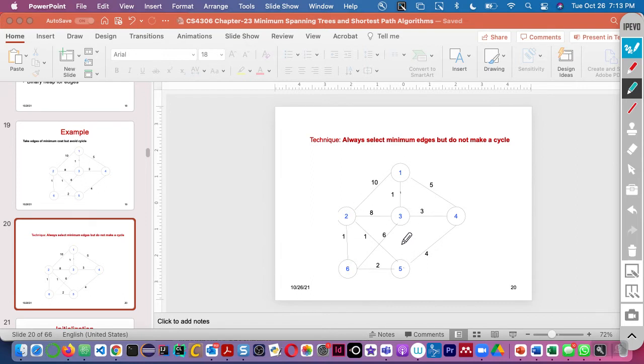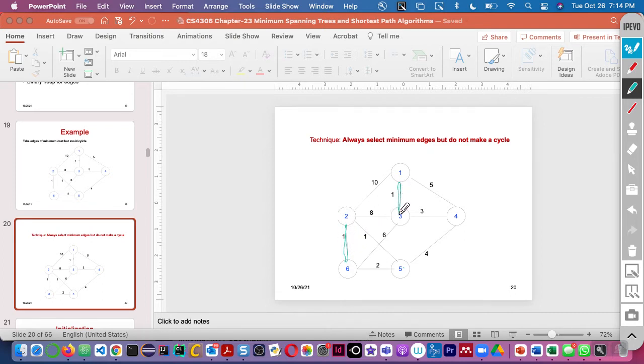Either one. Okay, so for instance, first I took this one, and maybe second I took this one. Or first I take this one, second I take this one. I don't need to maintain a tree over there. Prim's algorithm always maintains a tree, but here it does not maintain a tree. It says always select minimum edges. So I select this edge.